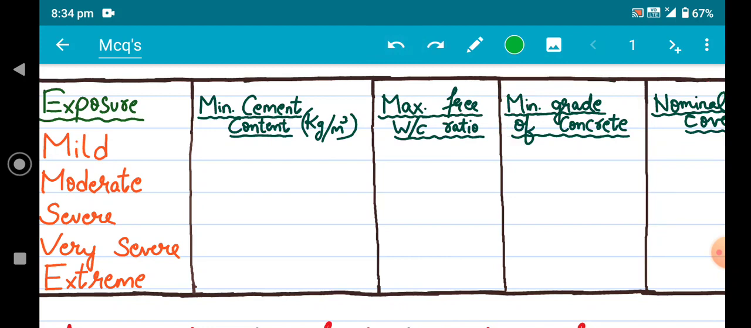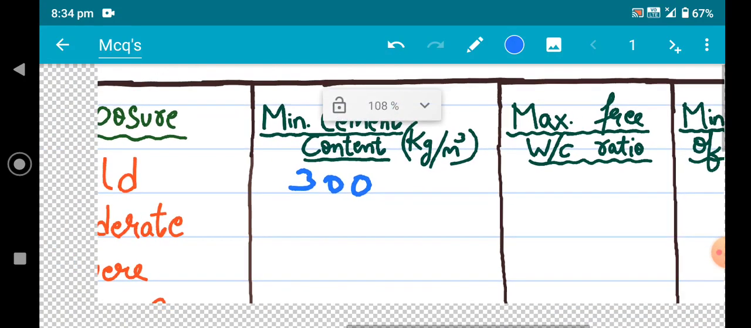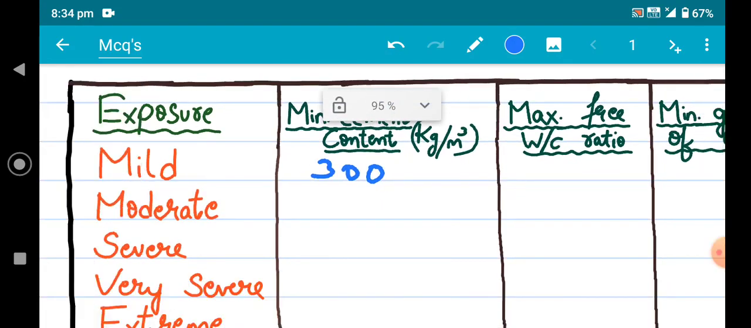So let us start with mild. So for mild exposure, the minimum cement content, how much it will be? It will be 300. So in mild exposure, the minimum cement content is 300 kg per meter cube. Coming to moderate, for moderate also it is 300. For moderate also it is 300 kg per meter cube.